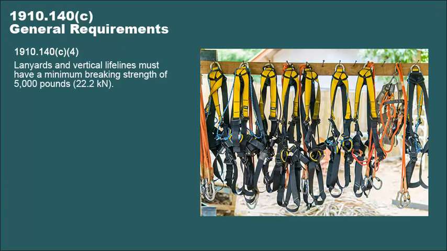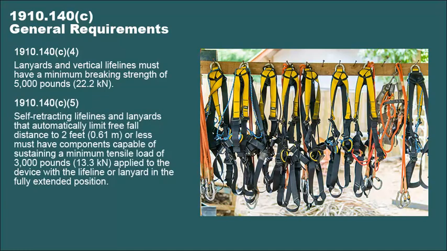of a pickup truck. Section C5 states, when there is an automatic limit free fall distance of 2 feet or less with a self-retracting lifeline, then it must have components that are capable of sustaining a tensile load of 3,000 pounds. This should withstand when the device with the lifeline or lanyard is in the fully extended position. When comparing tensile load to kinetic load, tensile load is that of weight without moving, and kinetic is the moving of a live load. Self-retracting lifelines and lanyards, which do not limit freefall distance to 2 feet or less, rip-stitch lanyards, and tearing and deforming lanyards, shall be capable of sustaining a minimum tensile load of 5,000 pounds when fully extended.